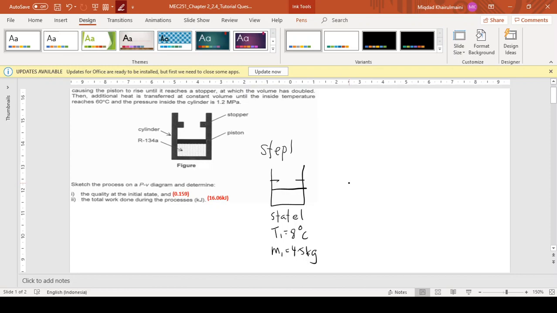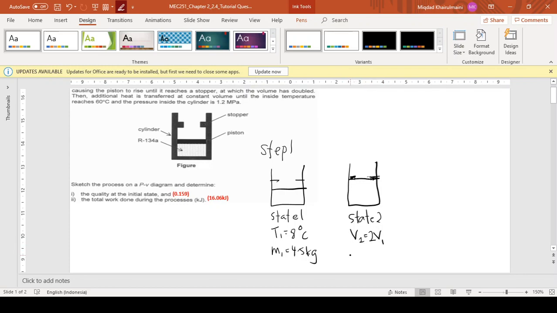So from state 1, the substance undergoes a constant pressure process, isobaric process. So there will be a state 2. And the piston will rise until it reaches the stopper, where from the question, we learn that the volume of the substance has doubled. So meaning that the volume at state 2 is twice the volume at state 1.